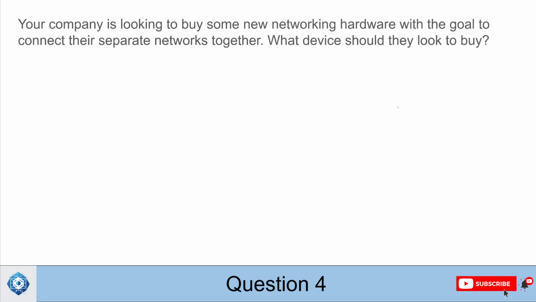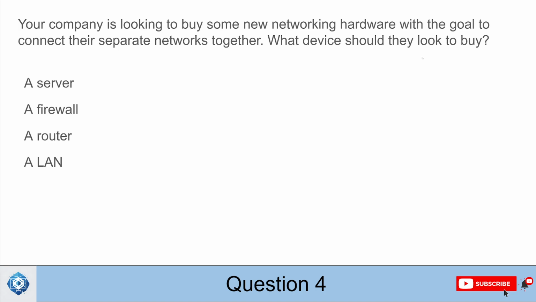Question 4 is, your company is looking to buy some new networking hardware with the goal to connect their separate networks together. What device should they look to buy? Our options are a server, a firewall, a router, or a LAN.